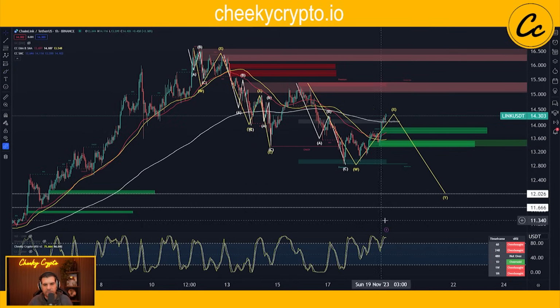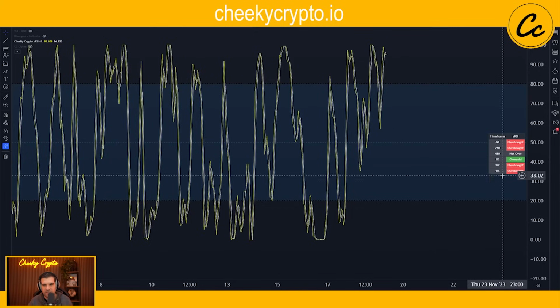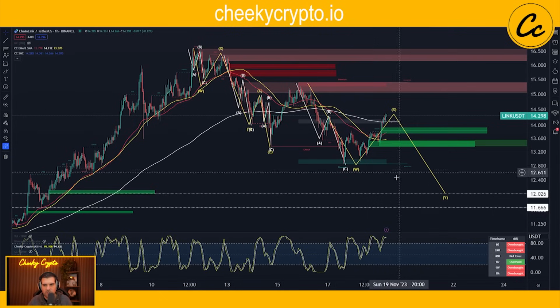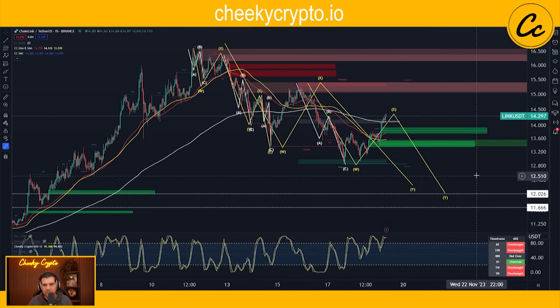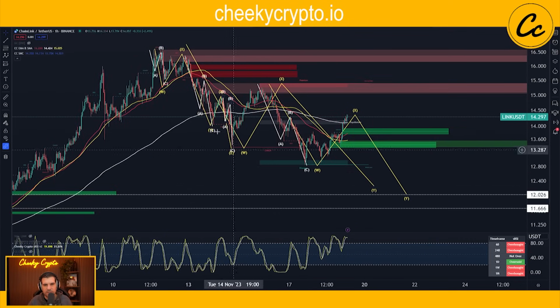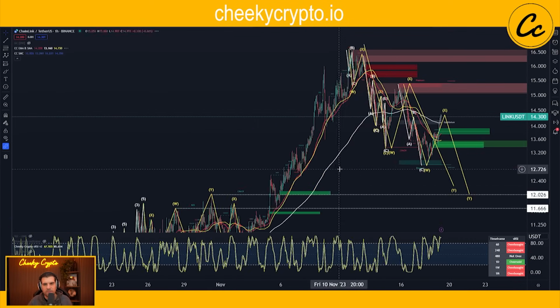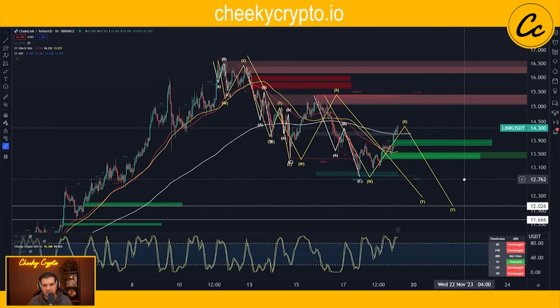This is also confirmed with our stochastics. As you can see, we're overbought on the 4 hour and 1 hour charts here, oversold on the daily, but again overbought on those large time frames as well. So it does look like we have to have this little move to the downside. All in all, we'll be able to wrap this up as a W, X, and Y when it is all done and dusted. This will be some kind of bigger wave 4, I believe, on the larger time frames.